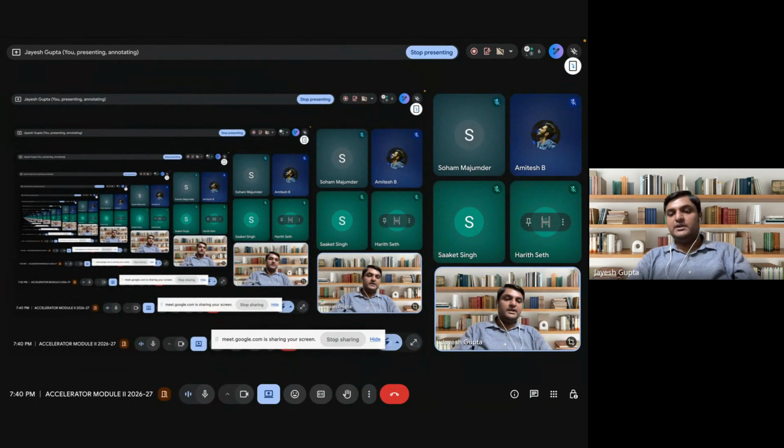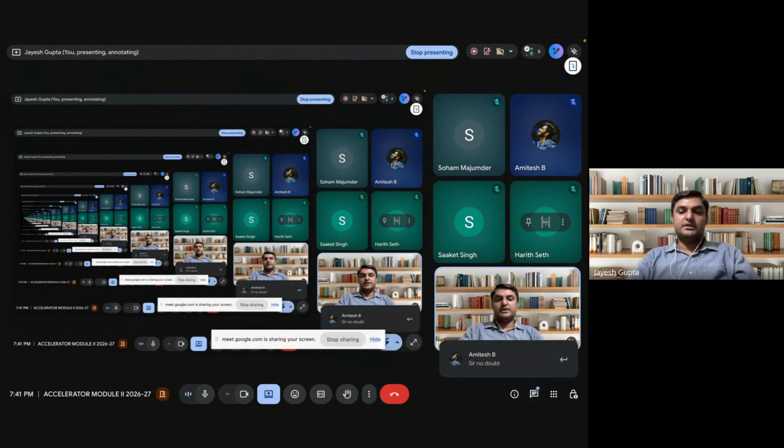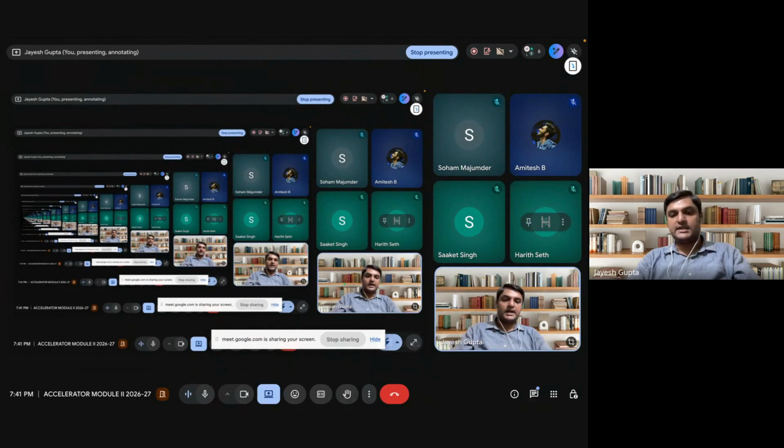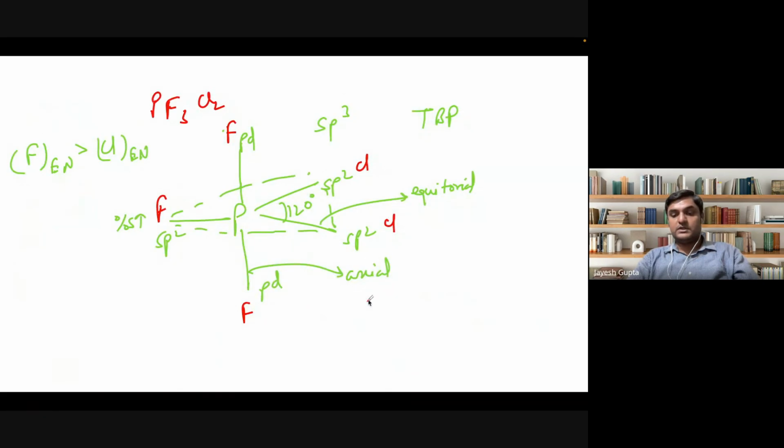Okay, so last week notes I forgot to share. So today I will share the last week notes also and today's notes also. So you can revise, and if you have any doubt, you can ask me in next class. So today I will try to complete this chapter, chemical bonding. Next week we'll be starting new chapter. Okay, so let me move ahead.